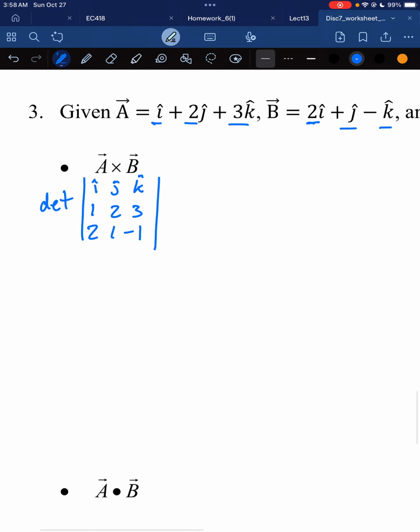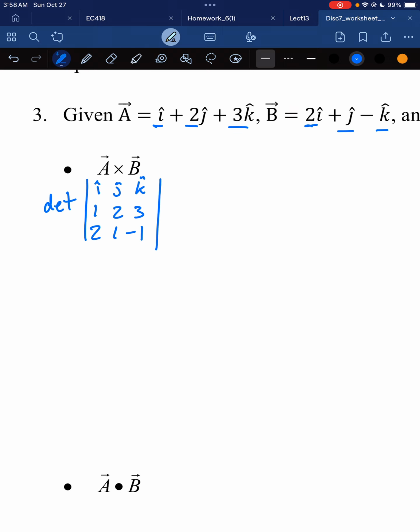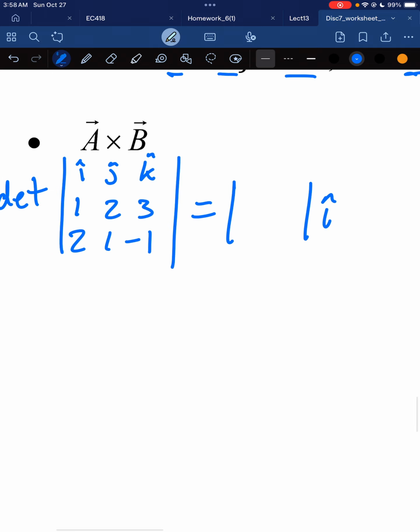And the way you take the determinant of a 3x3 matrix in this case is you're going to have a 2x2 matrix with the i component, i hat, and then we're going to ignore the column and the row that i hat is in. So we're going to ignore the top row and the left column, and we're left with this. And so this, whatever's in the circle, is going to be my 2x2 matrix. So we're going to have 2, 3, 1, and negative 1.